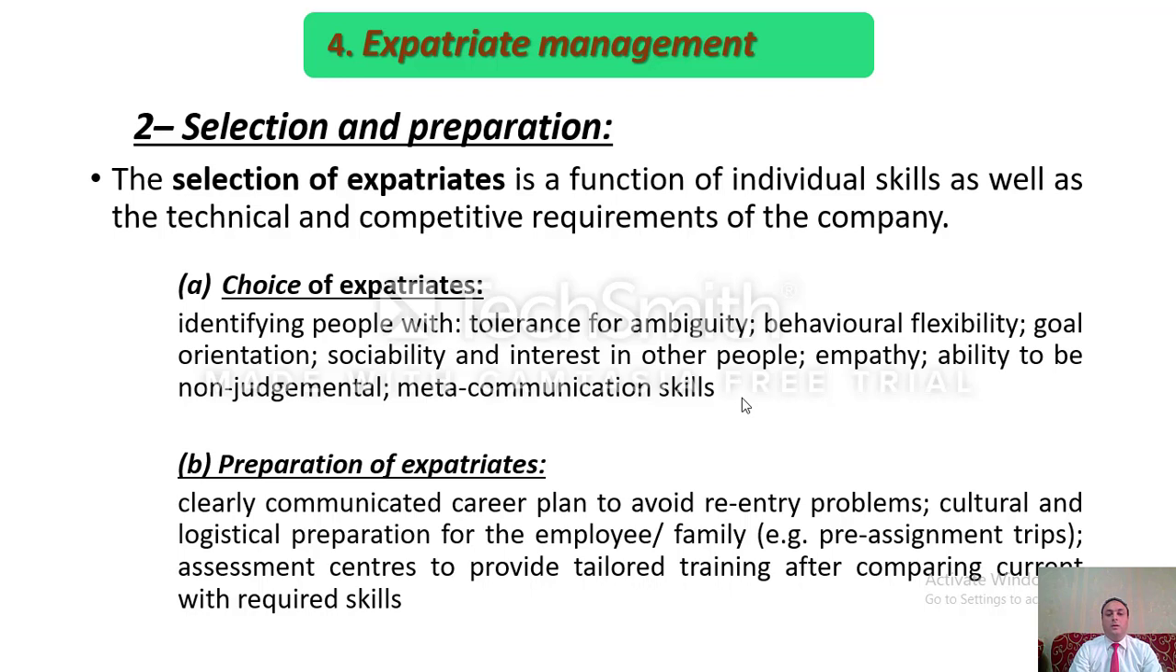The second component is the selection of the expatriates, which is a function of individual skills as well as the technical and competitive requirements of the company. First, the choice of the expatriates: identifying people with tolerance for ambiguity, behavioral flexibility, goal orientation, sociability and interest in other people, empathy, ability to be non-judgmental, meta communication skills, and so on. This is how a company should choose the expatriates and global managers who work in foreign countries.